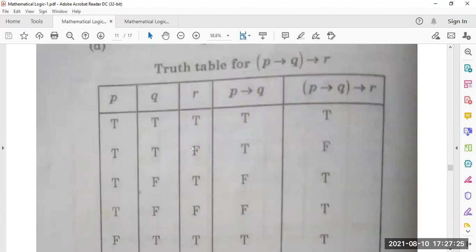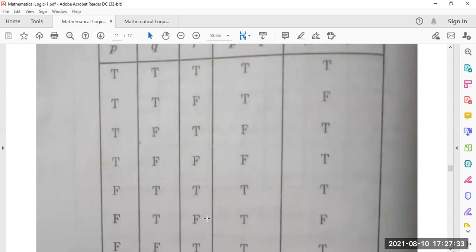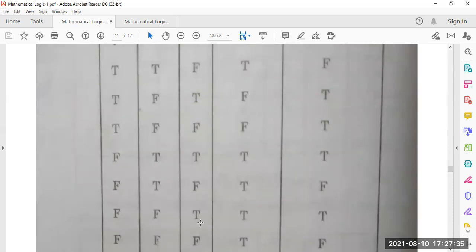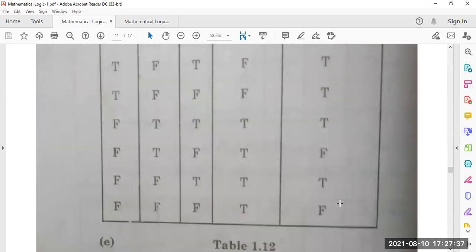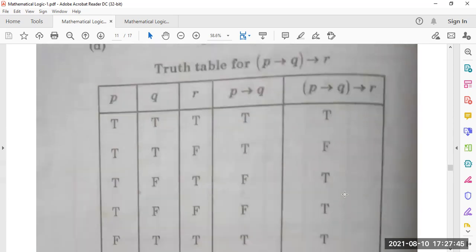Then this into this. T T T T F F F T T F F T T T T. Then T F F T T T T F F. It is complete. So with simple logic, we can make the truth table. Is it also understood by you people? Isn't it? It is very simple.